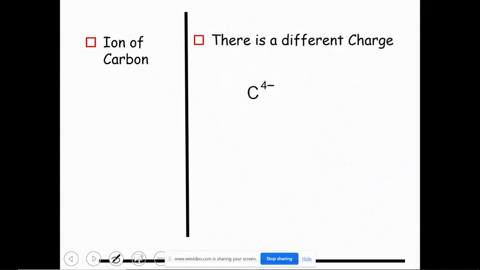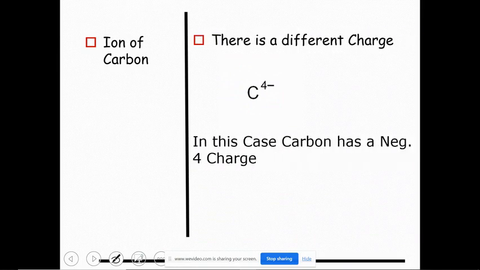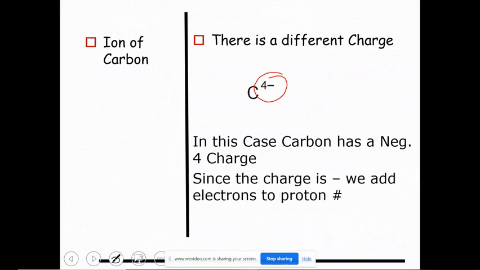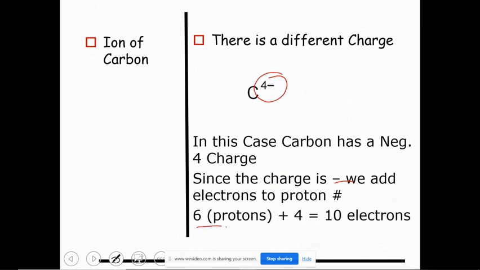And taking a look at an ion of carbon, the charge is different. Here we have a -4 charge. And since it is negative, we add electrons to the proton number. The proton number is 6. We're adding 4 because of the -4 charge here to get 10 electrons total.